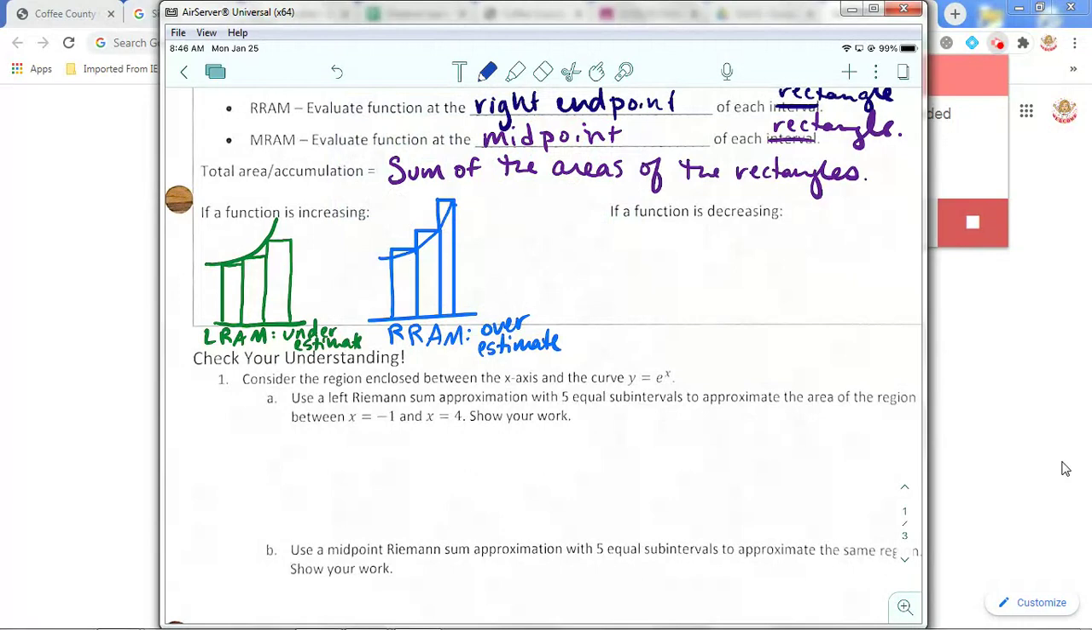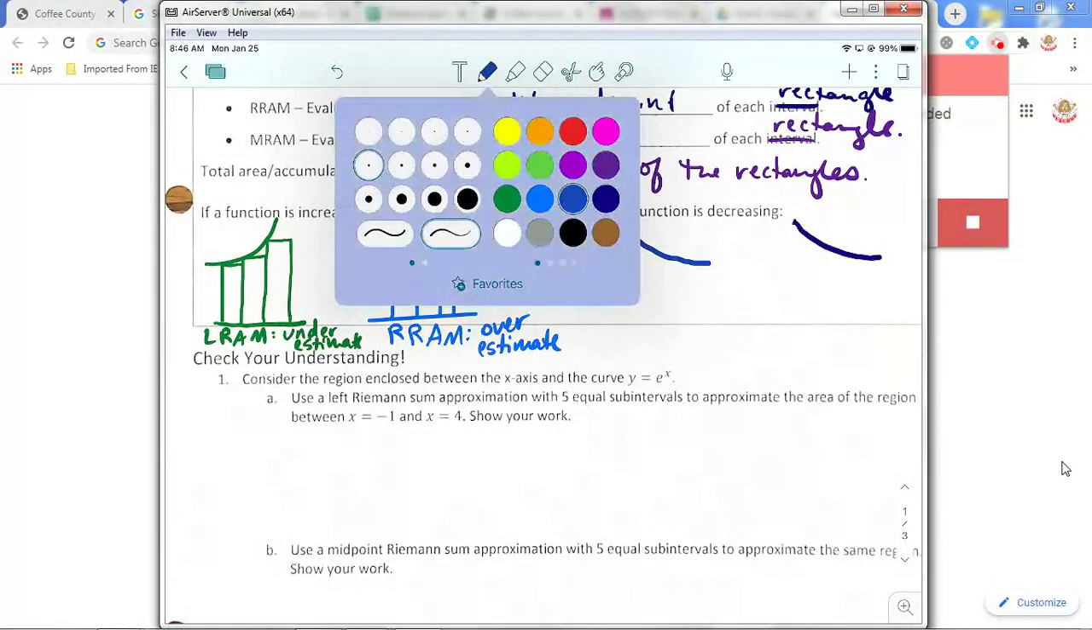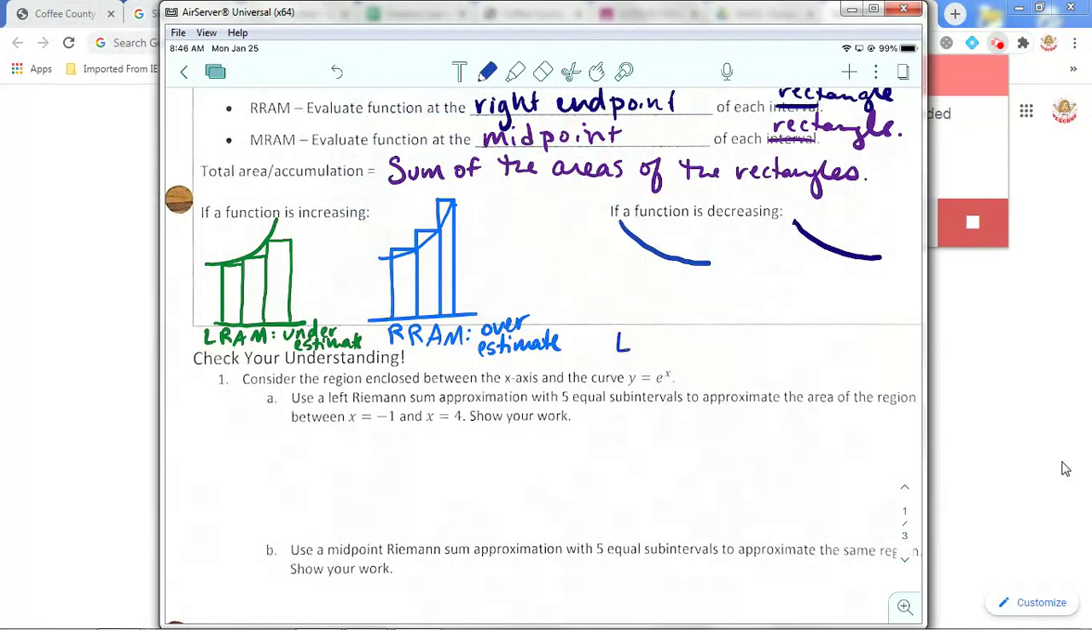Okay, so let's look at a function that's decreasing. So you guys draw these rectangles for a decreasing function. It could be concave up or concave down. I don't know why I chose to do concave up on all of these, but either concave up or concave down or linear. A decreasing function. Draw your rectangles for left and for right and determine if they are over or under estimates.